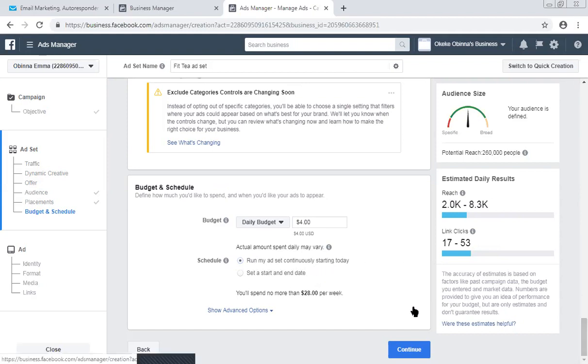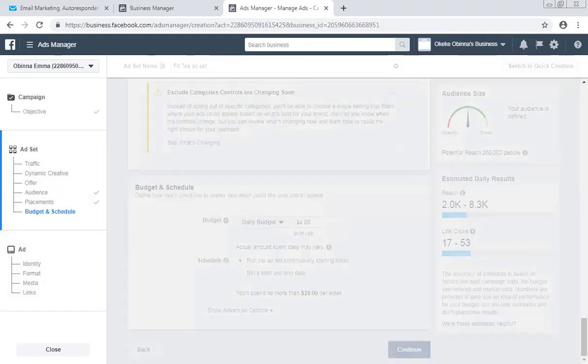And once we are done with this, you have passed the ad set stage. We are now getting to the final stage of creating a winning Facebook ad, which is the ad creative. So you come down here and you click on continue.